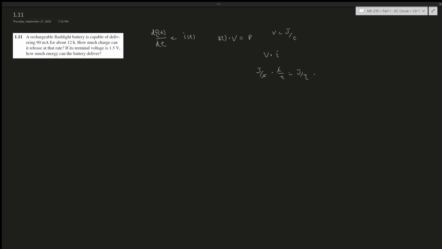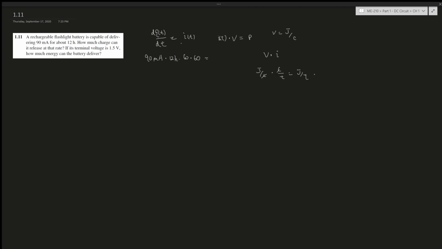Okay, so first of all, how much charge? We can figure that out. It's just 90 milliamps times 12 hours. So 12 hours, there's 60 minutes in an hour and 60 seconds within a minute, right? And this is how much charge there is.